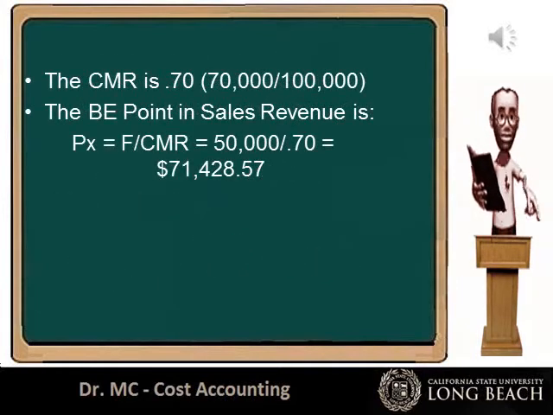The contribution margin ratio is 70% in our example, and when you divide the fixed costs of $50,000 by 70%, you get the break-even point in sales dollars of $71,428.57.